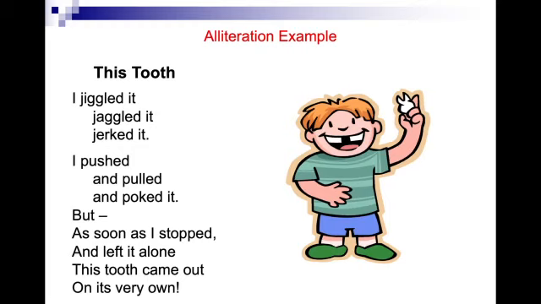This Tooth by Lee Bennett Hopkins. I jiggled it, jaggled it, jerked it. I pushed and pulled and poked it. But as soon as I stopped and left it alone, this tooth came out on its very own. So for alliteration, we can see a bunch of J words in the first stanza, jiggled, jaggled, and jerked, and a lot of P sounds, pushed and pulled and poked. And of course we have soon and stop. There's a lot of alliteration throughout the entire poem.